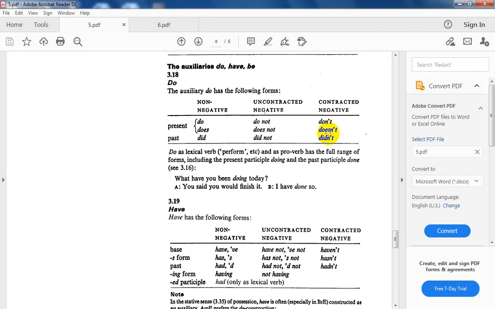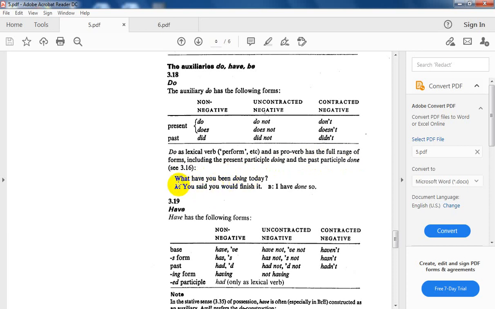All of us know that do can be a lexical verb with a meaning, which is make or do, or something like that. So in some cases they are grouped within the lexical verbs, meaning perform. And as a verb, if you remember, perform has the full range of forms, including the present participle doing and the past participle done.